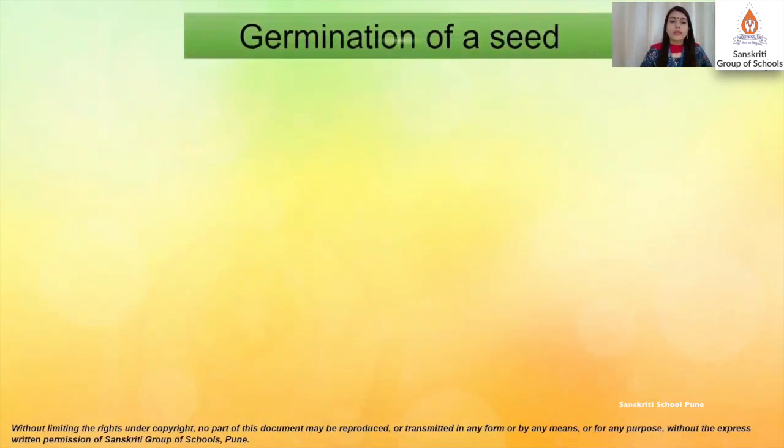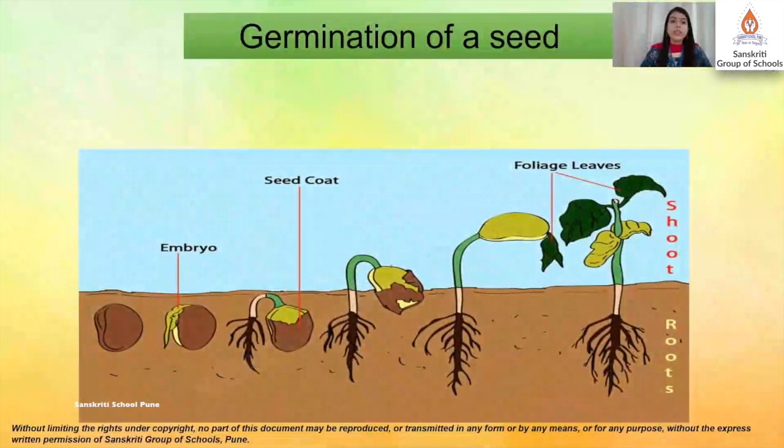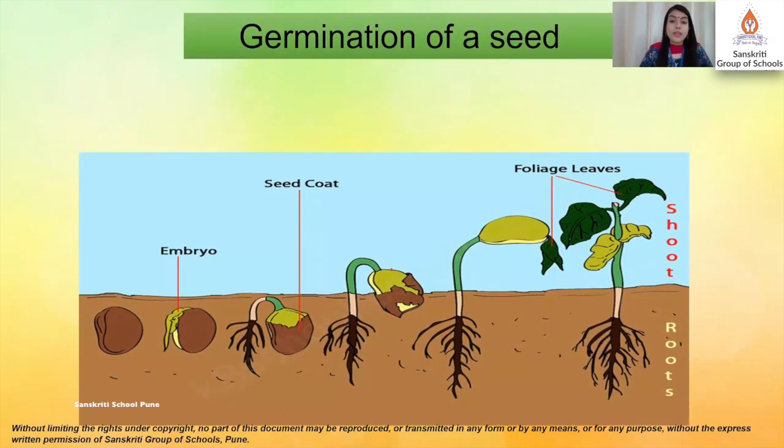Okay, so let's study about germination of a seed. For that, let's observe this picture. We have just now discussed that a seed is sown in the ground and the proper conditions are given, like water, air, and sunlight. So this first picture represents that we have sown the seed in the soil.